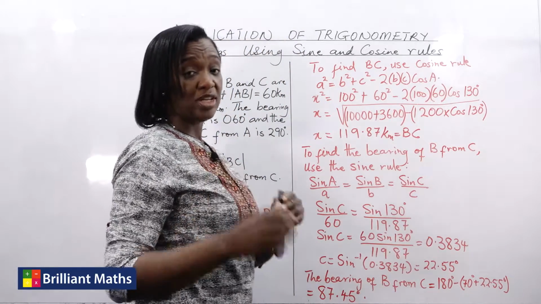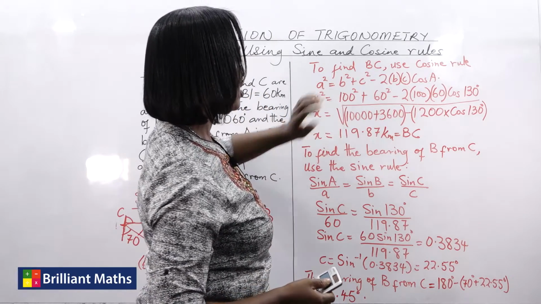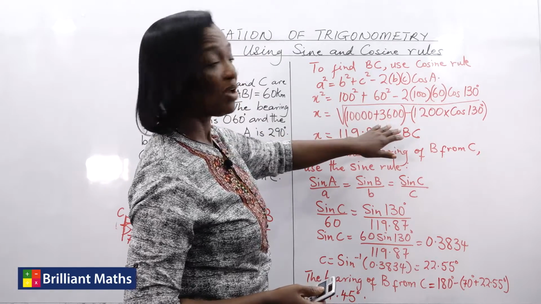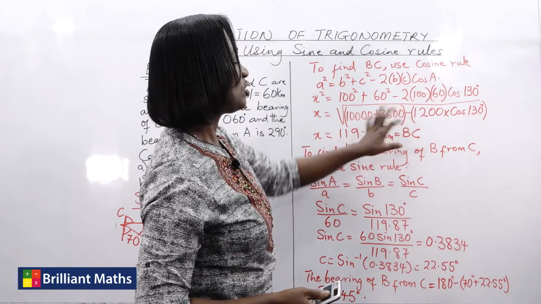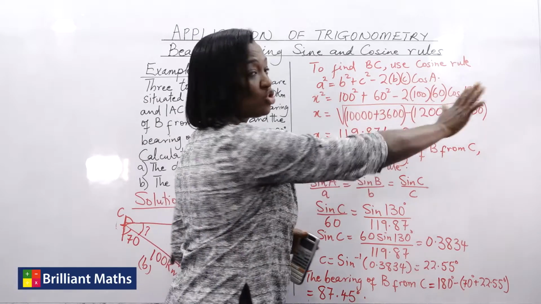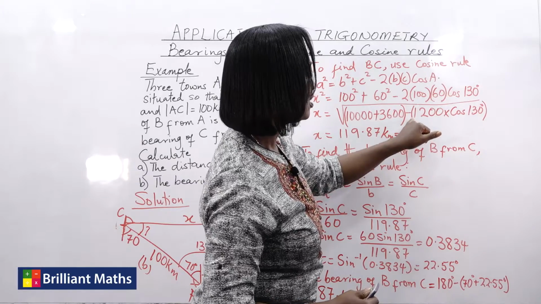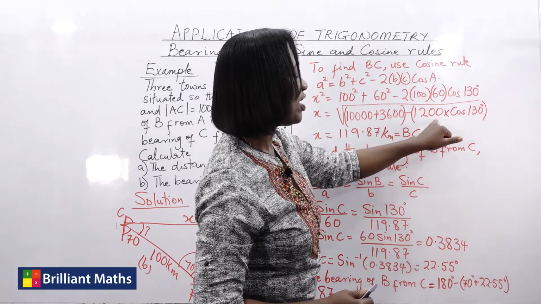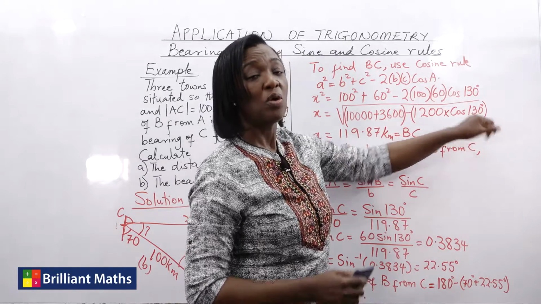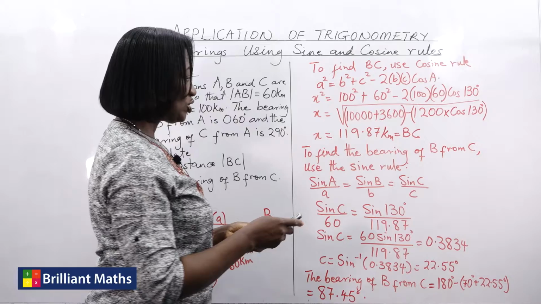To use your calculator, please punch correctly. 100 squared is 10,000 plus 3,600. You have to put them in a bracket if you want to find the square root straight away. Put that in a bracket minus 12,000 times cos 130 degrees. So punch correctly and let's do this together.